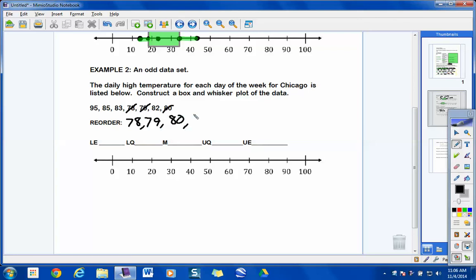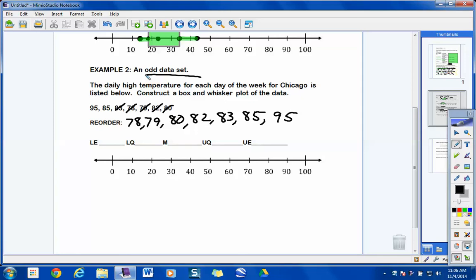82. So you guys be reordering these as well. 83. An 85 and a 95. Okay. Guys, what kind of a set are we talking about up here now? What kind of a set am I talking about? It's an odd set, not an even anymore. So it means there's 1, 2, 3, 4, 5, 6, 7 values for my data. 7's odd, right? So there's 7 different numbers.